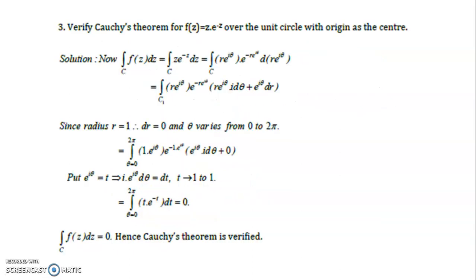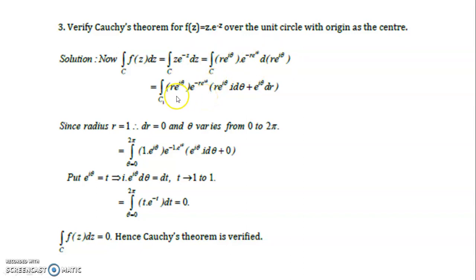And again, you can also verify the Cauchy integral theorem for the function z e^(-z) over the unit circle, with the center at the origin and radius 1. So now we can take the expression for the integration of f(z). Since it is a circle, you need to take the polar coordinates of the complex variable z, and definitely it would be arrived like this.